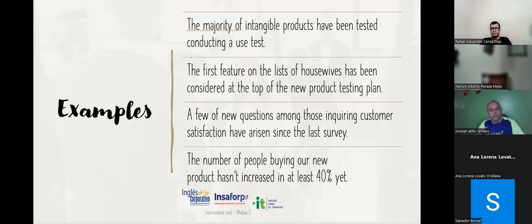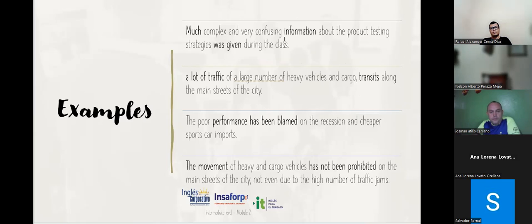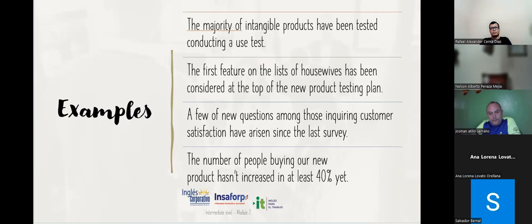Veamos otros examples. Let's look at other examples. Y aquí vemos otros cuantificadores también, miren. Si ustedes se fijan, todas son con passive voice, ¿verdad? Voz pasiva. Lleva el verbo to be y el pasado participio, ¿sí? Voz pasiva, perdón, del pasado. Voz pasiva en tiempo pasado. Ahora veamos este.